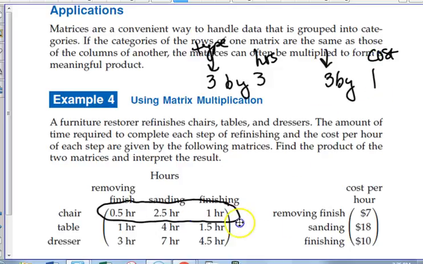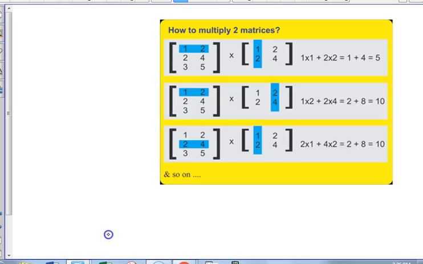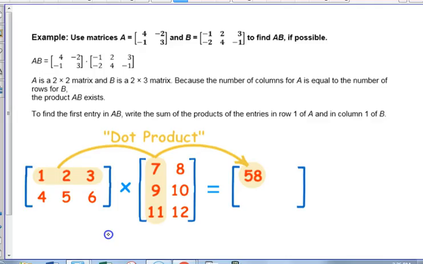If I multiply this row by this column, half an hour of finishing times $7, plus 2.5 hours times $18 per hour for sanding, plus 1 hour times $10 per hour of finishing, I would get the cost for a chair. So hours by cost here would give me the type by the cost. I would get a matrix when I multiplied them together that would tell me the cost for a chair, the cost for a table, the cost for a dresser. What you do is you multiply each row by each column.